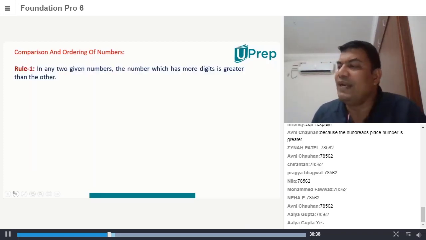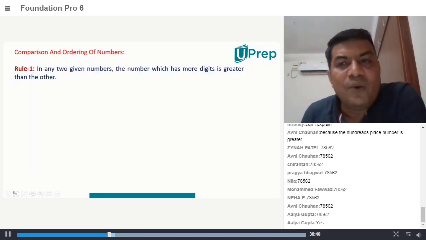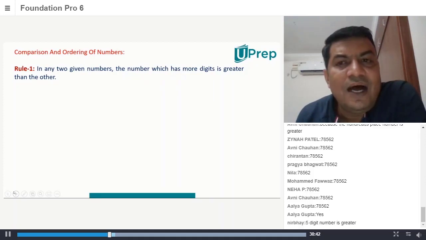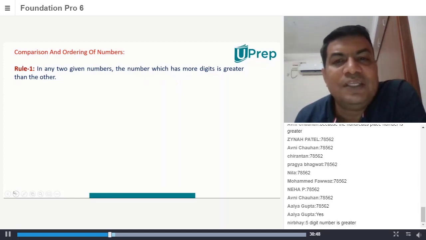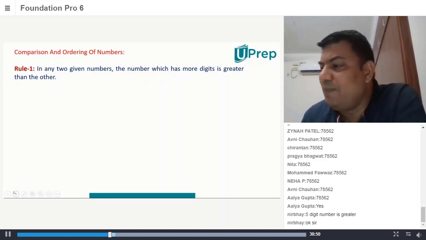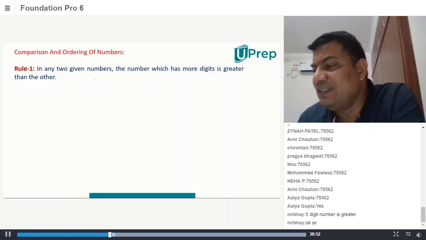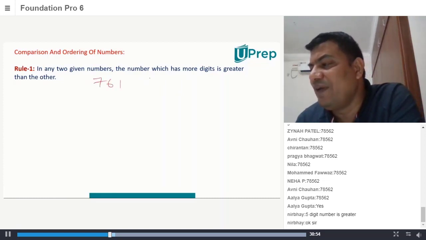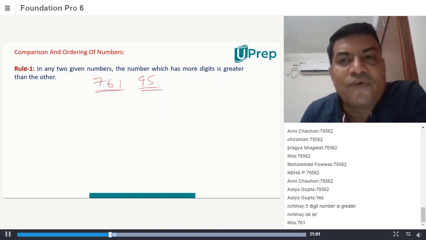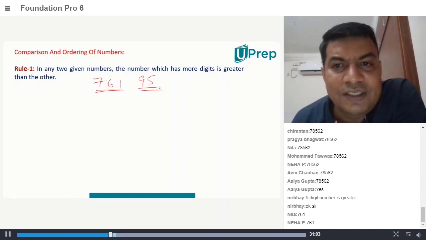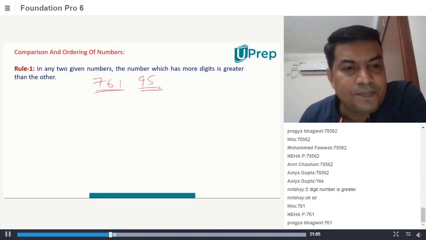So in any two given numbers, the number which has more digits is greater than the other. Okay, so that's rule 1. For example, you have 761 and you have 57, or you have say 95. Between 761 and 95, which one is greater? Of course, 761 is greater because it has more digits.